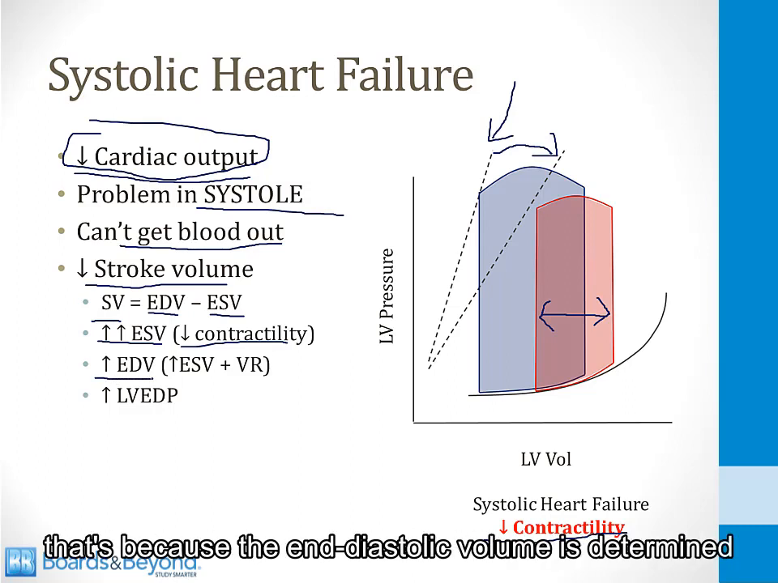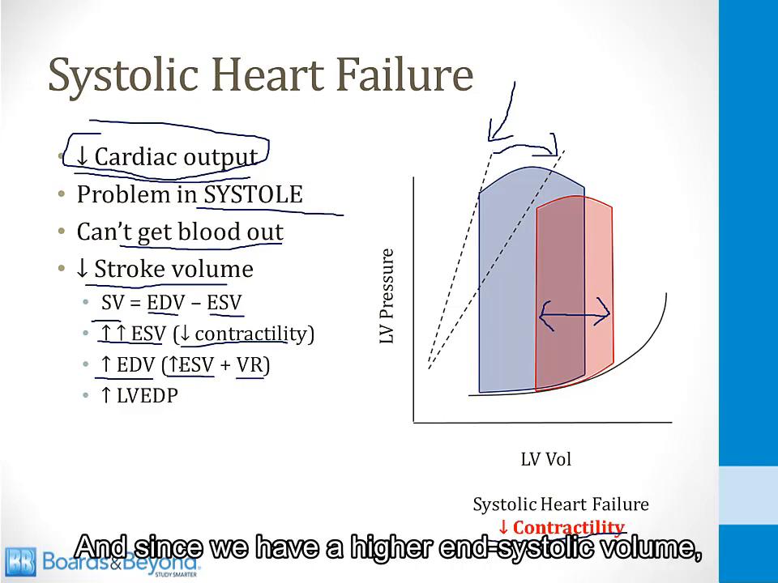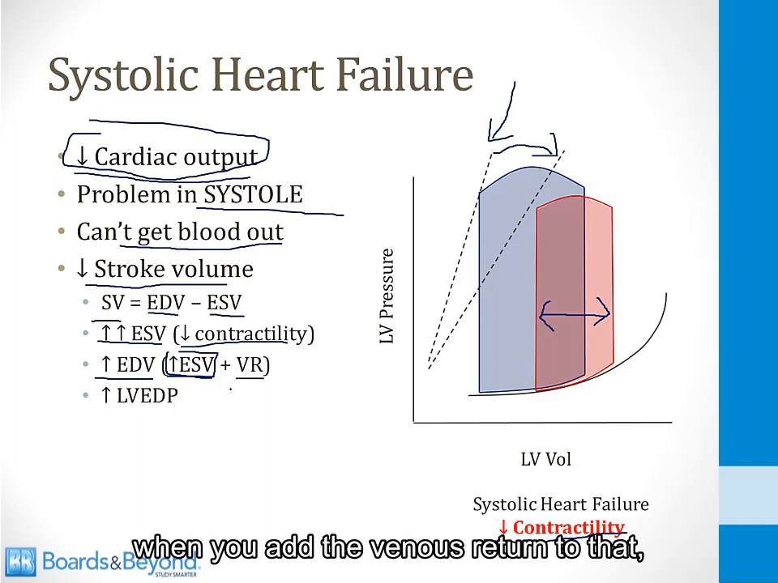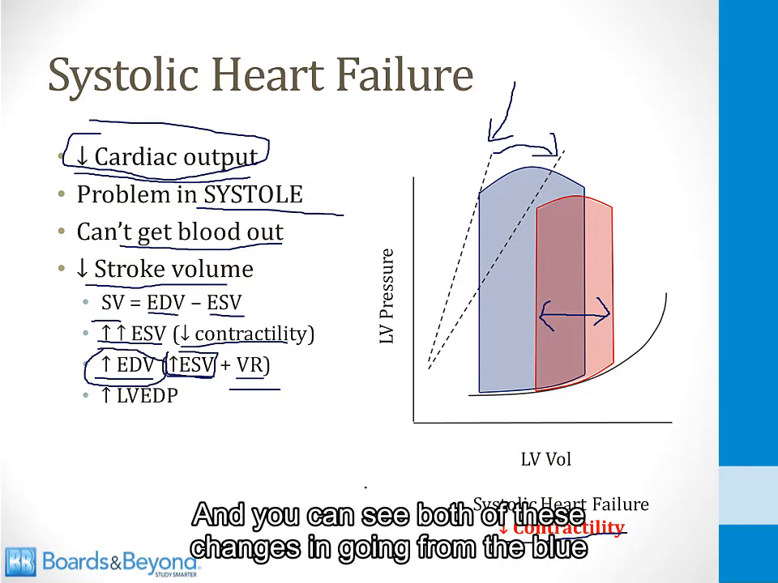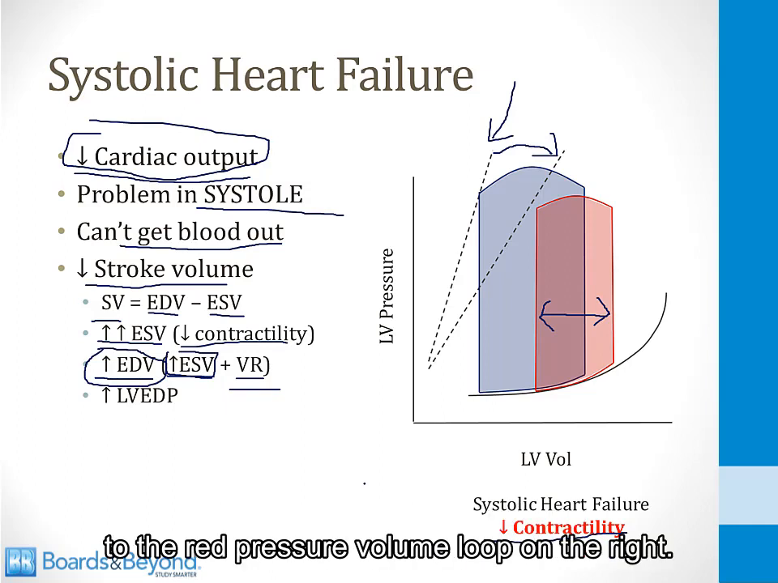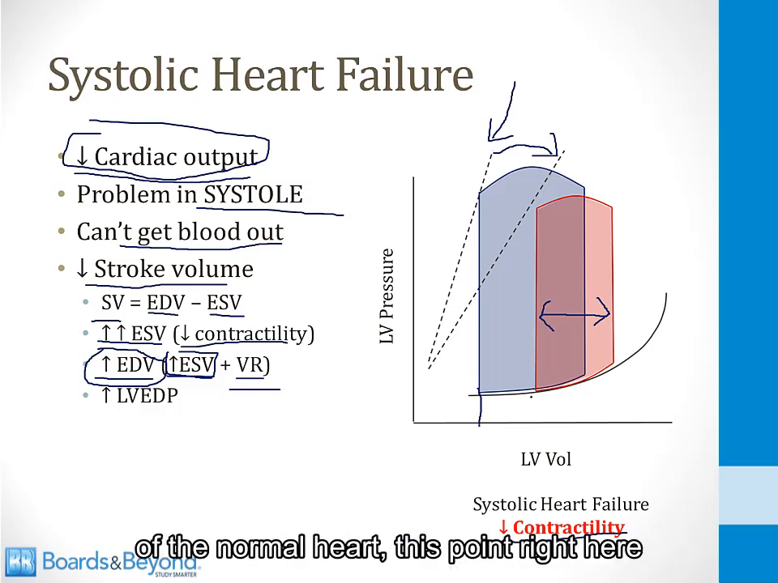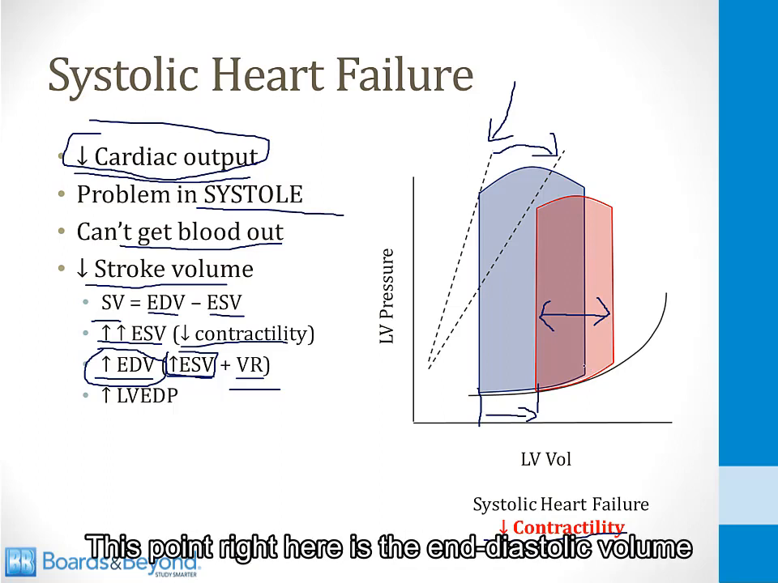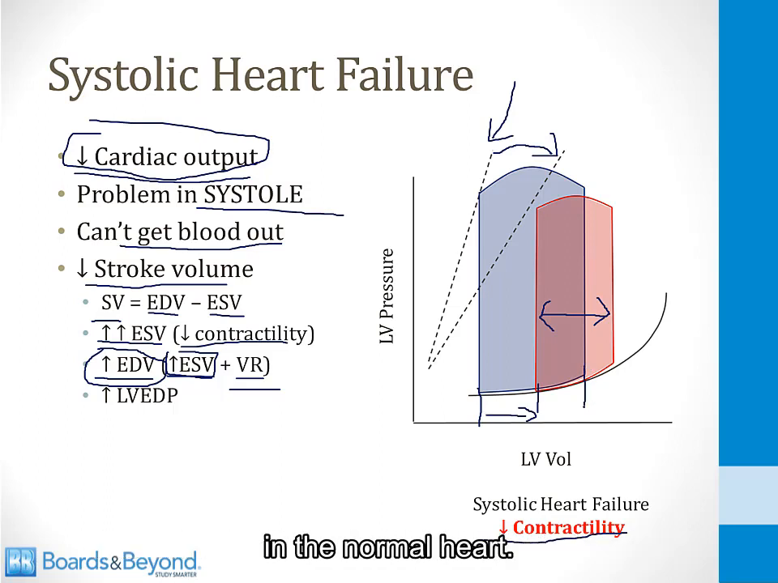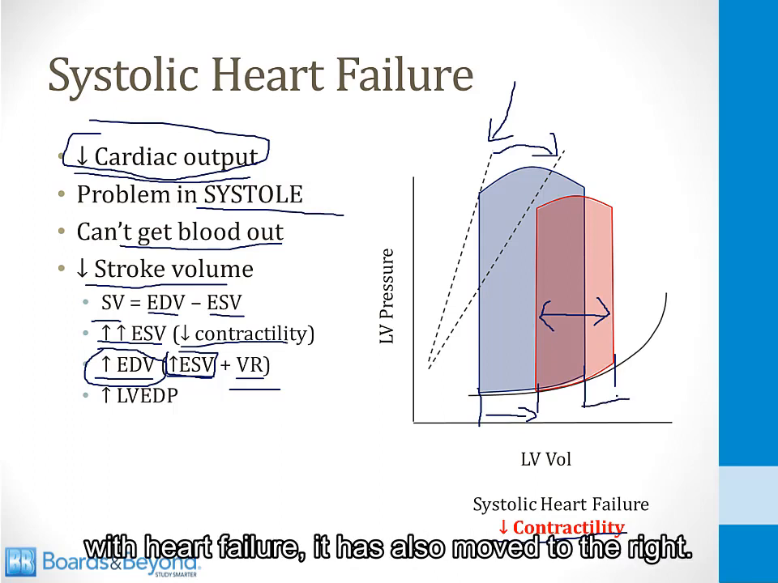That's because the end diastolic volume is determined by the end systolic volume plus the venous return. And since we have a higher end systolic volume, when you add the venous return to that, you get a higher end diastolic volume. And you can see both of these changes in going from the blue to the red pressure volume loop on the right. This point right here is the end systolic volume of the normal heart. This point right here is the end systolic volume of the heart with systolic heart failure. Notice that it is a higher volume. This point right here is the end diastolic volume in the normal heart, and this is the end diastolic volume in the heart with heart failure. It has also moved to the right.